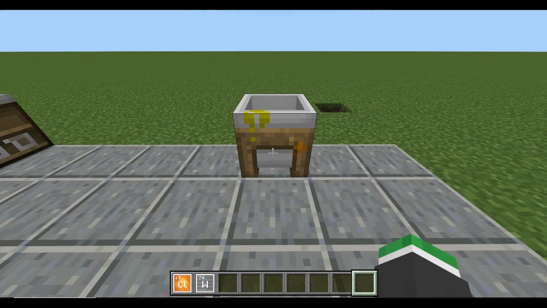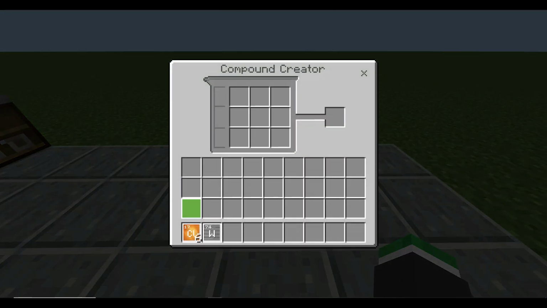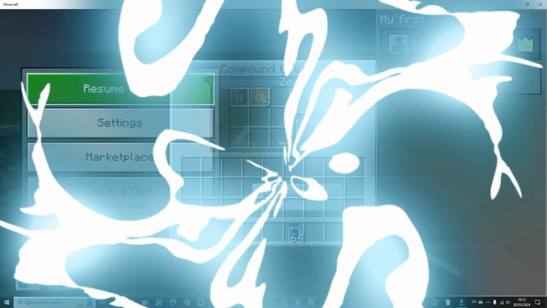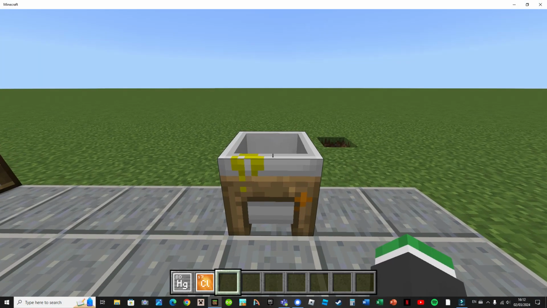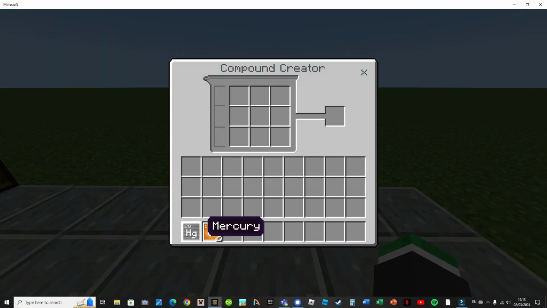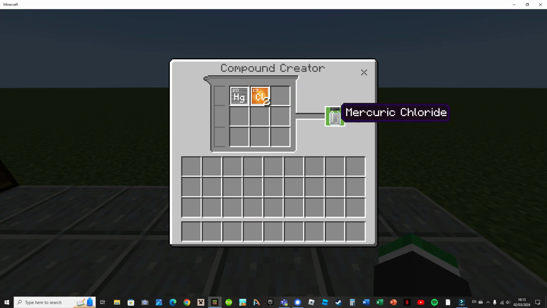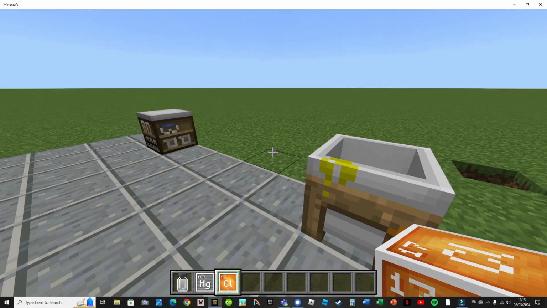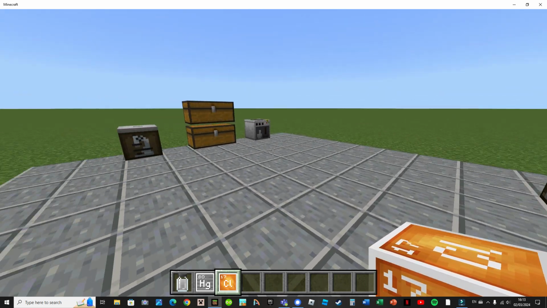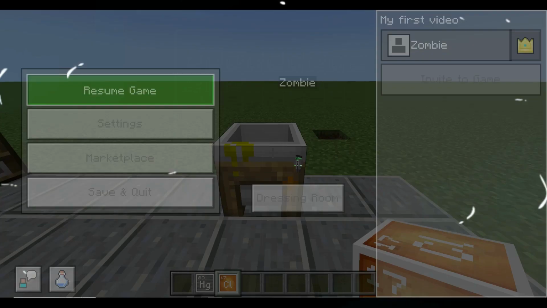To make tungsten chloride you need 1 tungsten atom and 6 chlorine atoms. We're going to make mercuric chloride. You need 1 mercury atom and 2 chlorine atoms to make mercuric chloride. Make sure to keep a hold of this because it is very important.